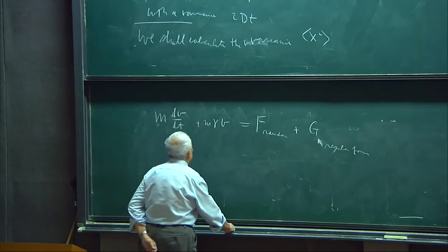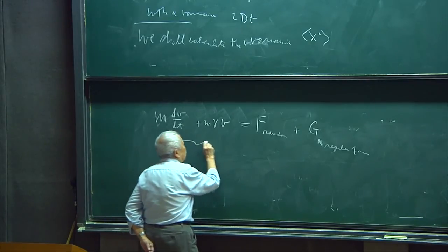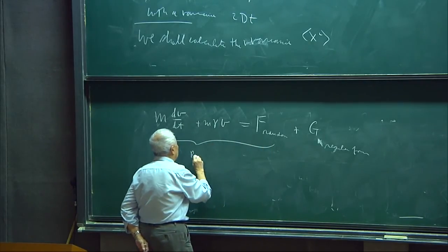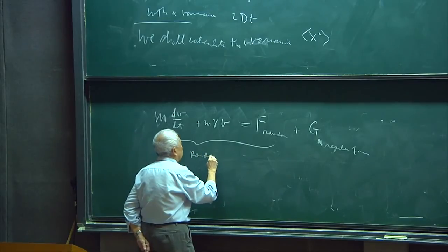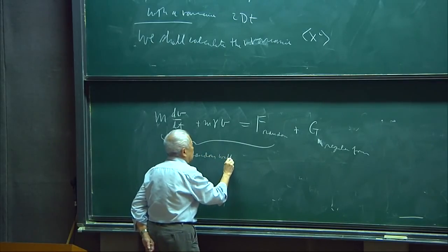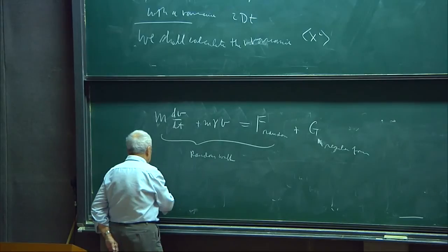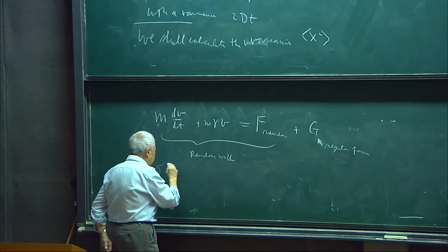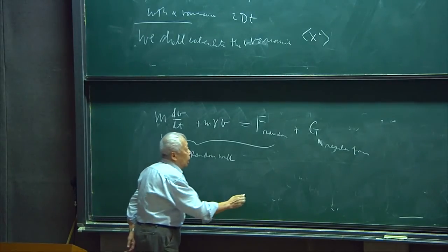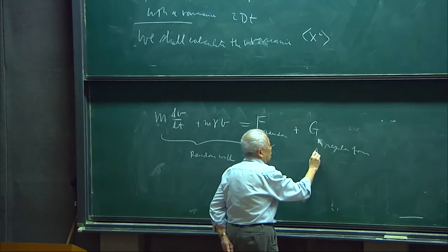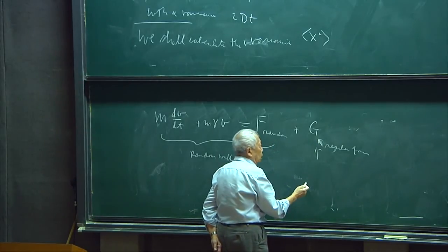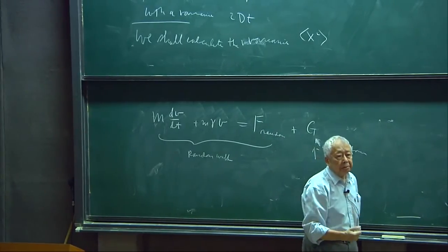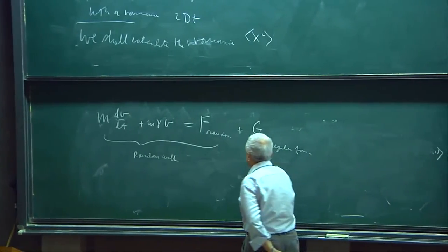You can say that this part, without the G, gives you a random walk. The position x just exhibits a random walk like Brownian motion. And this other part picks out from the random walk a subset. This gives you a conditioned random walk.